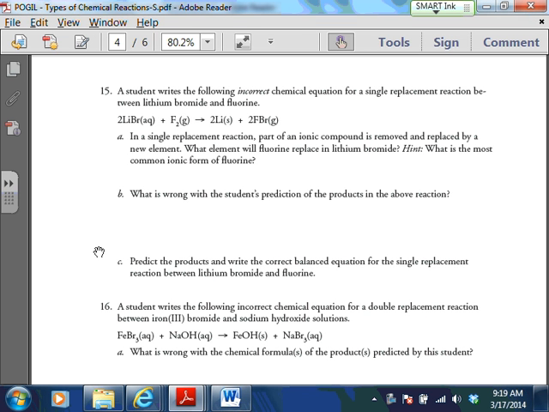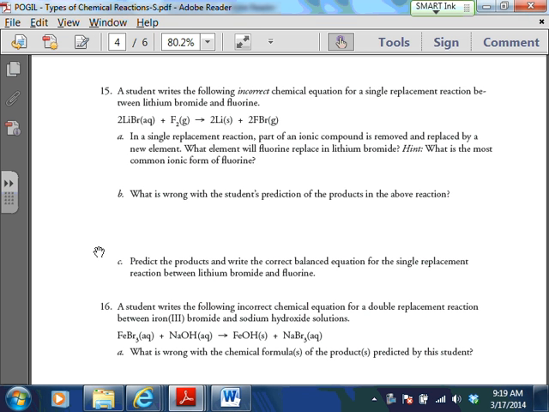So fluorine's a non-metal. What does it have to replace? A non-metal, right? Okay. So what they had it do is they had the fluorine replace the lithium, and now the lithium's by itself over here, and you've got fluorine and bromine together. But that's two non-metals. Yes. I still have trouble. How do you tell what was replaced? Okay. So a fluorine is a non-metal, right? It's going to replace the bromine, which is the other non-metal. Okay? It's not going to replace the lithium. So that's what's wrong with the way that they wrote it.